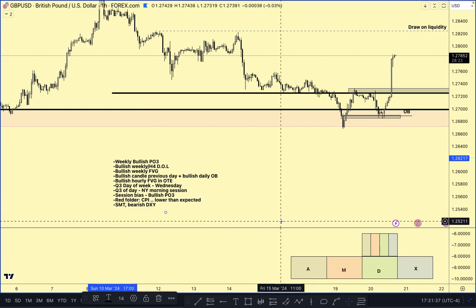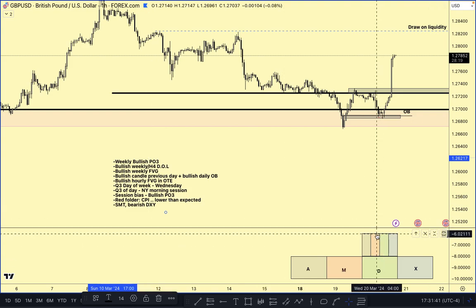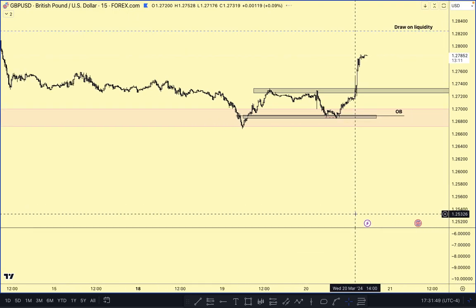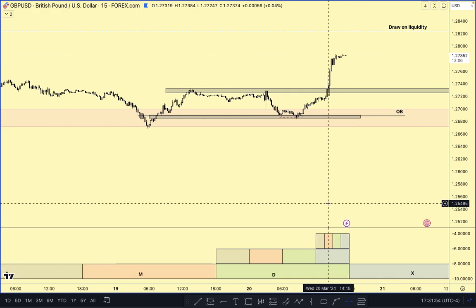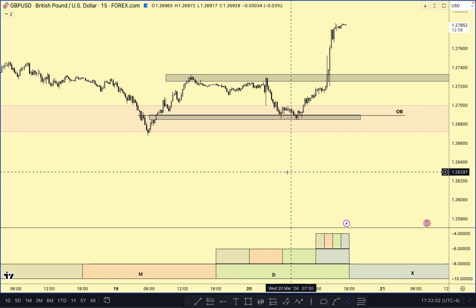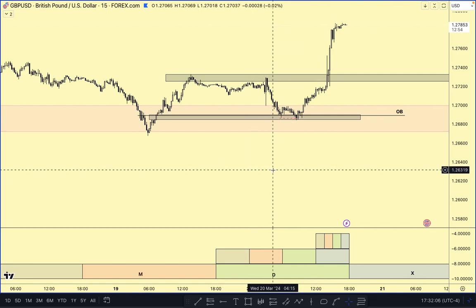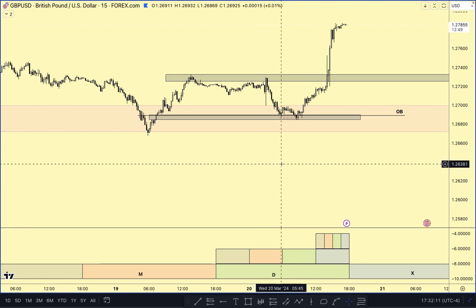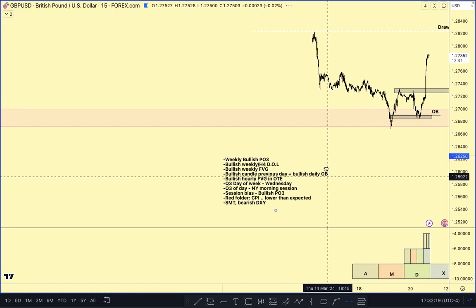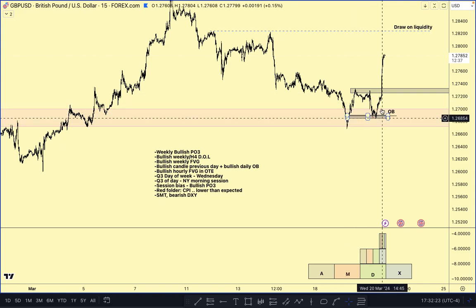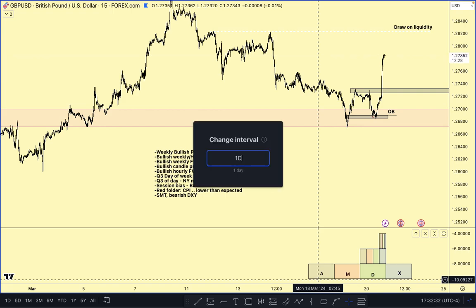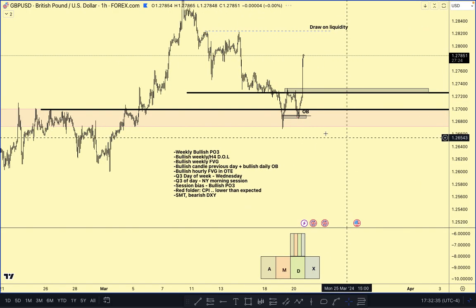We had red folder news, even though it was earlier on during the London. We'll go to the 15-minute quickly. Had that manipulation during London. But then it was clear. And of course it's an OTE on the hourly time frame. So a lot of confluences stacking on top of each other. This is an A plus setup. Very A plus setup.